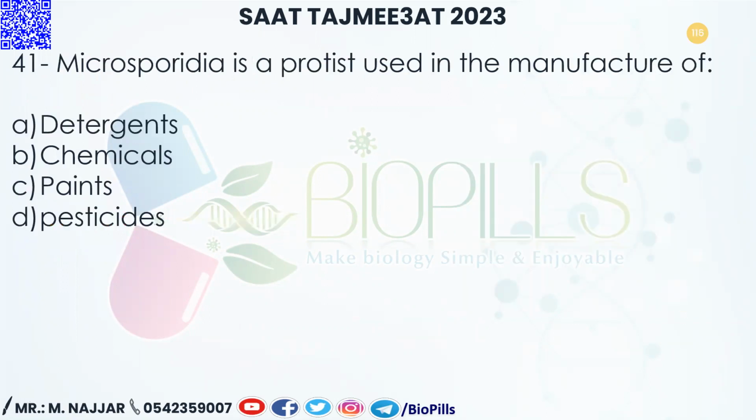Question number 41. Microsporidia is a protist used in the manufacture of pesticide, because it is an obligate parasite. It cannot complete its life cycle unless it gets into the body of an invertebrate, and some of them are harming our crops.